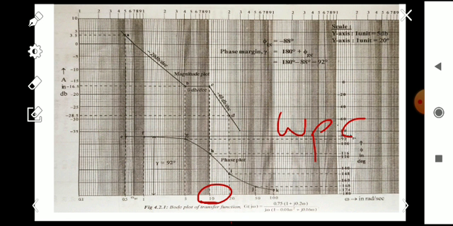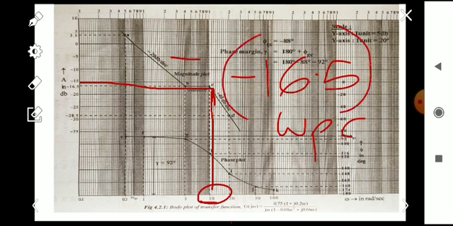Then for finding the gain margin, we have to find the decibel magnitude corresponding to this 10 radian per second. We extend the line so it meets the magnitude plot at some point, and we find the corresponding gain value. Here it is approximately minus 16.5. So the gain margin will be the negative of this minus 16.5, that is, plus 16.5 will be the gain margin.